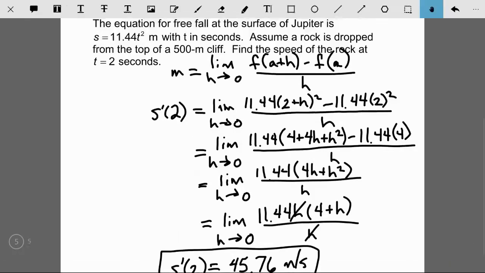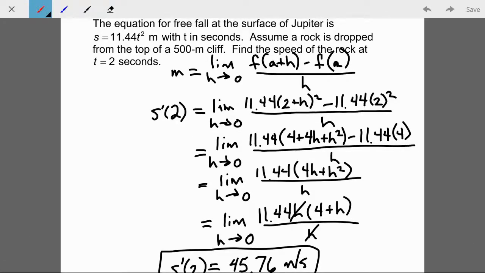So on this first step, all I did was plug into our definition of derivative, or our tangent slope setup. I plugged in 2 plus h for the second point in time, and I plugged in 2 for the first point in time because a is equal to 2. And then it's just a matter of expanding this stuff out, canceling out my h, and getting the fact that this is then equivalent to 45.76 meters per second. So it's fairly simple to do.